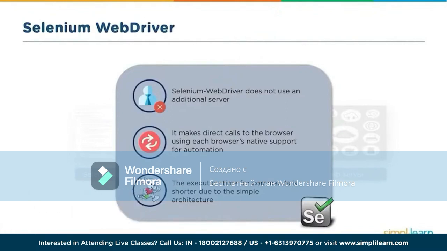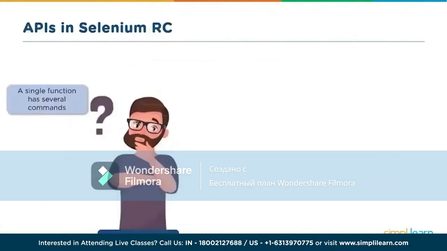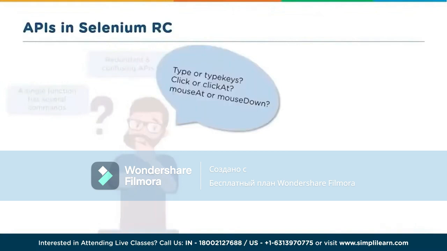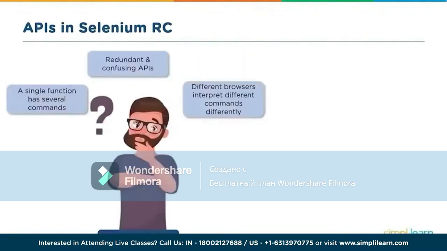Now, was that all because of the architecture? No, there were a few other shortcomings with RC. APIs in Selenium RC: a single function has several commands. Redundant and confusing APIs. RC is a less object-oriented API. Though there is a good set of APIs to work with, they are pretty redundant and confusing. For example, how and when to use a type key or a type command. Another example is the mouse commands: whether to use click or click at, or when to use mouse at or mouse down. So this was getting pretty confusing for the developers. And to top it all, every browser interprets the command differently, which makes your test cases brittle when they have to work on multiple browsers.